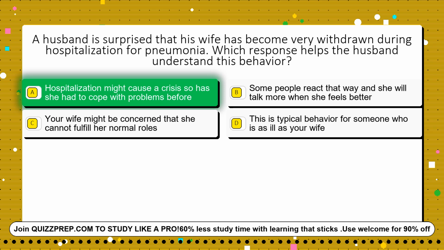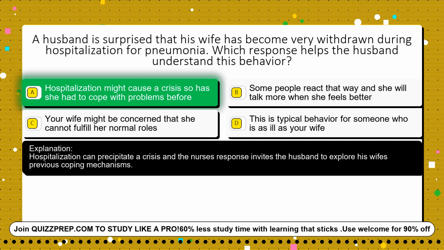The correct answer is option A, hospitalization might cause a crisis so as she had to cope with problems before. Hospitalization can precipitate a crisis and the nurse's response invites the husband to explore his wife's previous coping mechanisms.